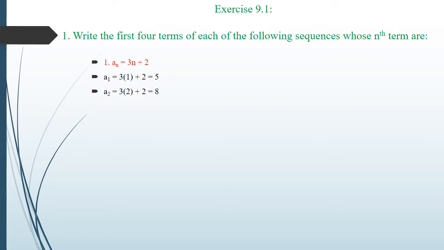Similarly, second term I will do by replacing n as 2. Therefore second term of this AP is going to be 3 into 2 plus 2, that is nothing but 8. Similarly, third term will be 3 into 3 plus 2, that is 9 plus 2 is equal to 11. Similarly, fourth term will be 3 into 4 plus 2, that is 3 4s are 12 plus 2, that is 14. So these are the first four terms of the sequence which is represented by nth term, that is an is equal to 3n plus 2.